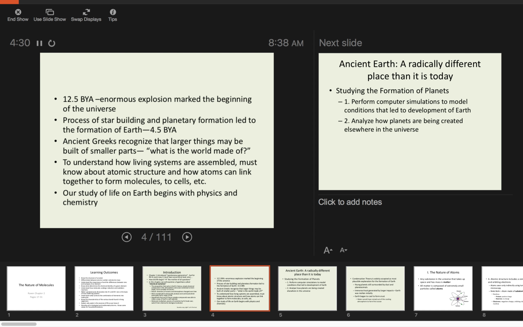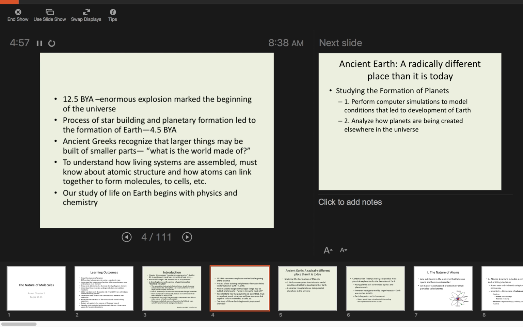You may remember from Earth science. Did I have you guys in Earth science? I think I did, because we had to do the rock things. We talked a little bit about planetary formation, how gas, dust, and rocks started to combine and form the inner planets, and then the gases, the lighter stuff, formed our outer planets. So we're on an inner planet. Ancient Greeks recognized that larger things are built of smaller parts.